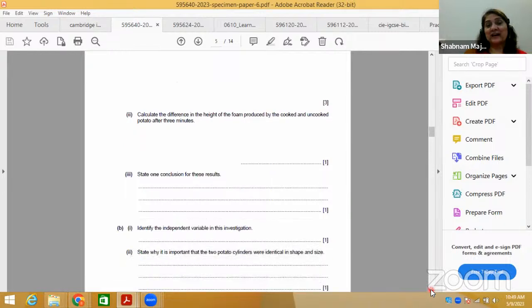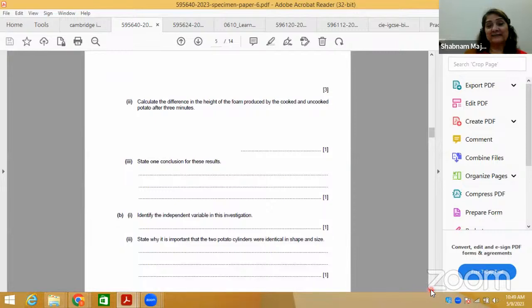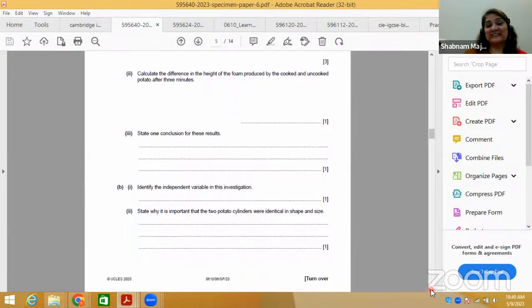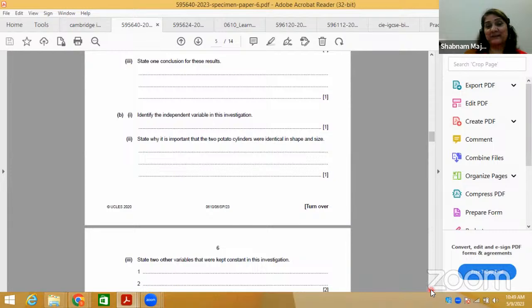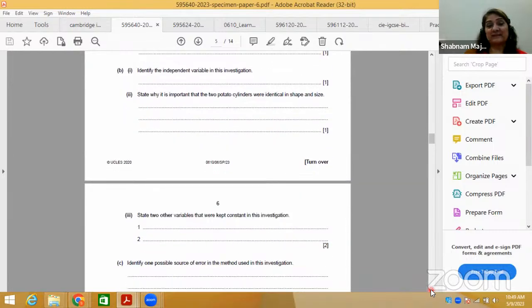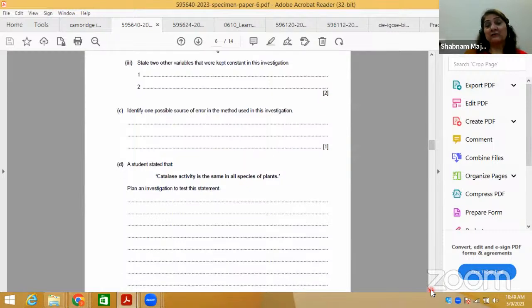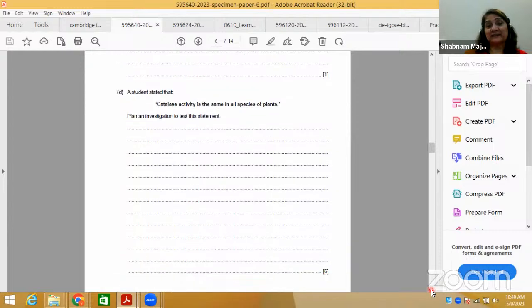Calculate the difference in the height. You have to do that for cooked and uncooked potato after 3 minutes. State one conclusion of these results. Identify the independent variable in the investigation. Why is it important that the two potato cylinders were identical in shape and size? State two other variables that were kept constant in the investigation, and one possible source of error in the method in the investigation.